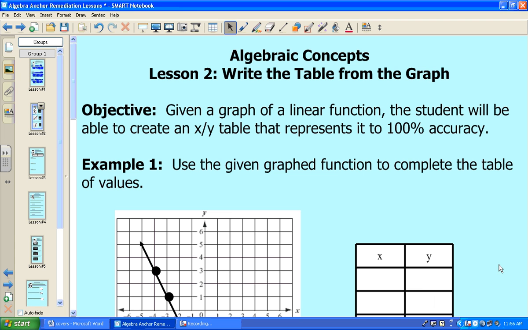All right, welcome back. Lesson 2 of the algebra concepts is writing the table from a graph. The objective is, given a graph of a linear function, the student will be able to create an XY table that represents it to 100% accuracy.